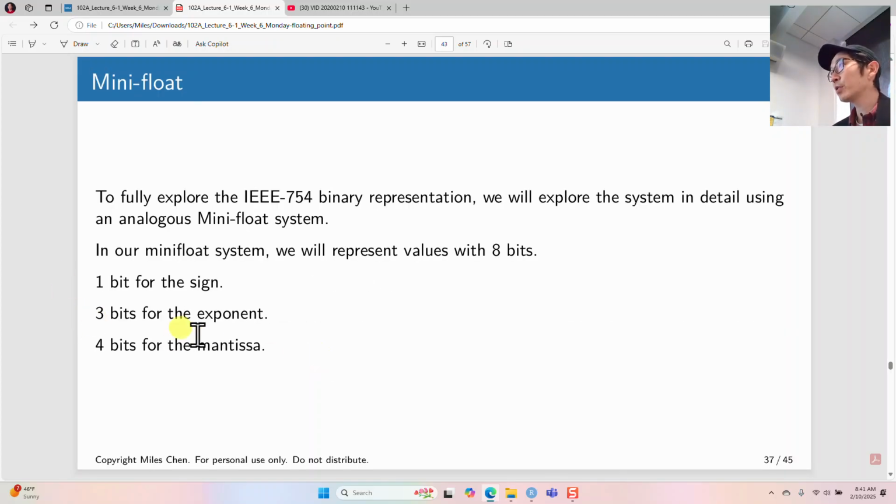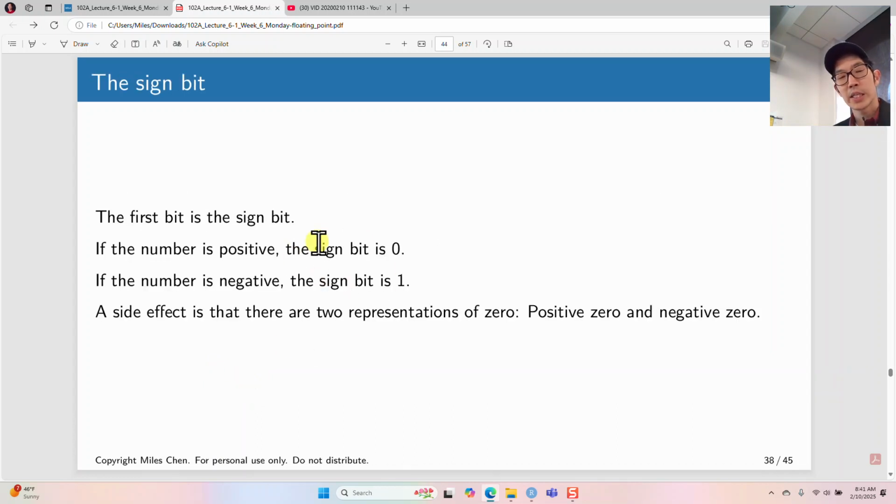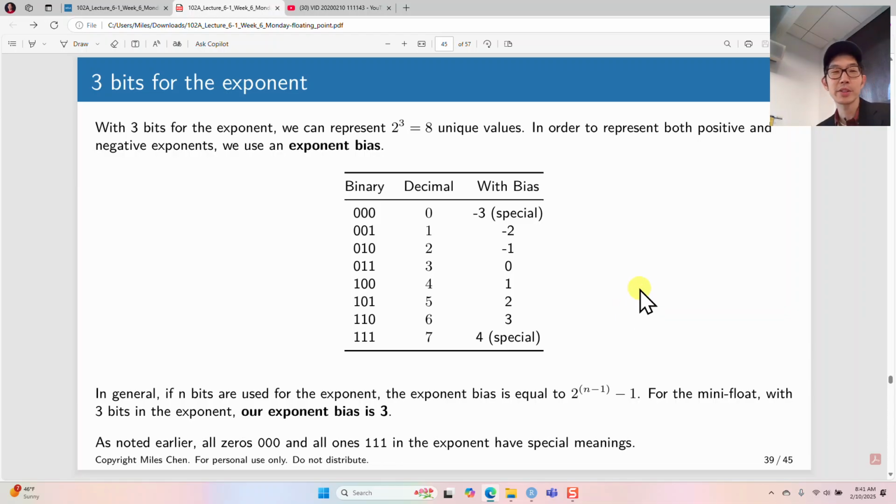Okay, so 1 bit for the sign, 3 bits for the exponent, 4 bits for the mantissa. Now we have 8 bits. And that first bit is going to be the sign bit. So if it's a positive number, the sign bit is 0. If it's a negative number, the sign bit is a 1. Okay? And one side effect of this is that you have two representations of 0. You have a positive 0 and a negative 0. But it's 0.